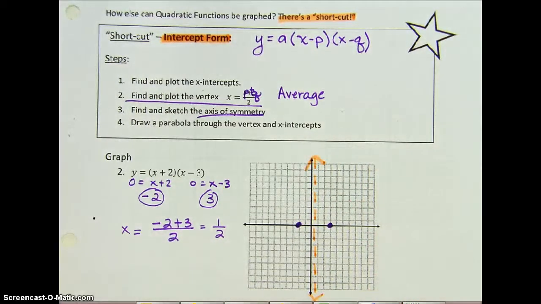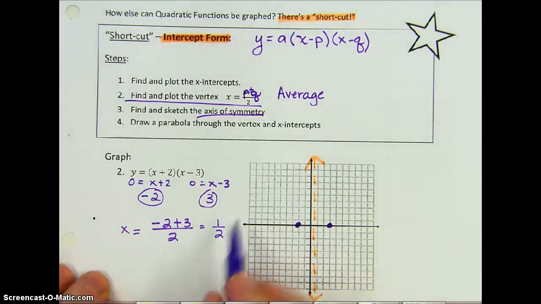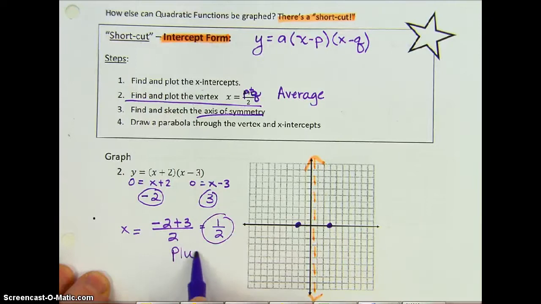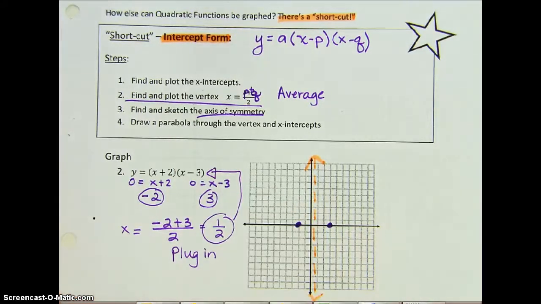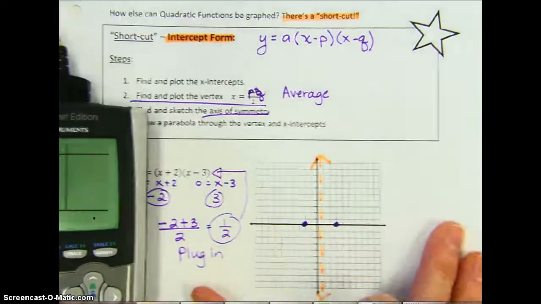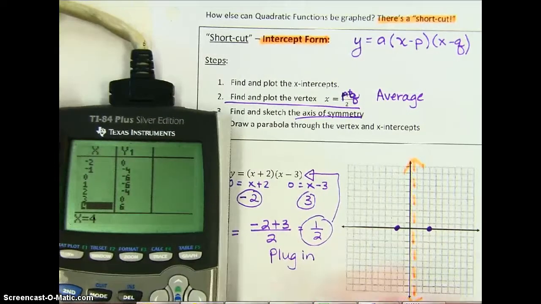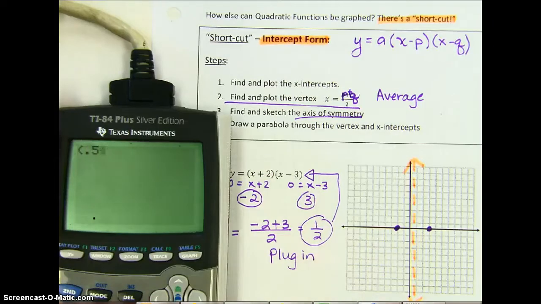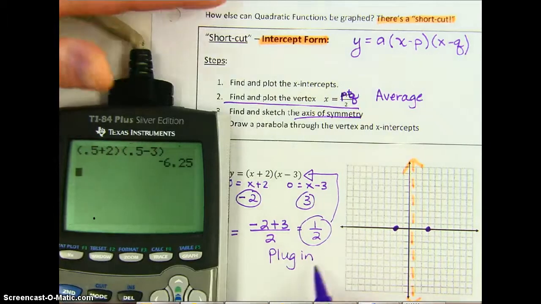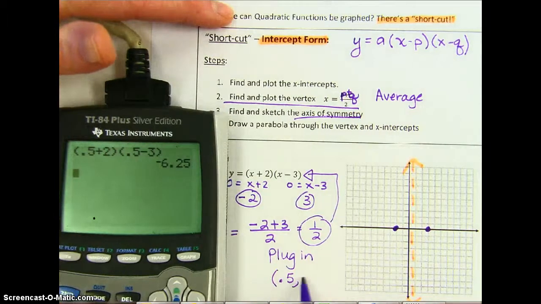And now look, we have an axis of symmetry, we have the intercepts. The only thing we need is that vertex. So how can we find that? Well, we plug in the 1/2 to the original equation. Now you can do this mental math, or I know you don't like using mental math. You like your calculator. So I'm just going to say, okay, 0.5 plus 2 times 0.5 minus 3, and I get negative 6.25. So that means my vertex is negative 6.25.